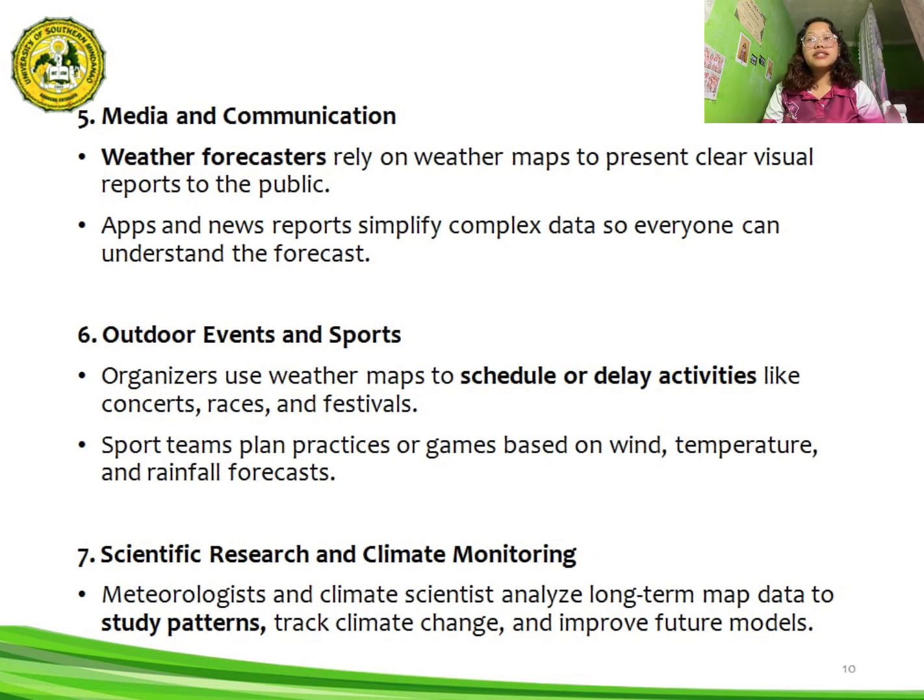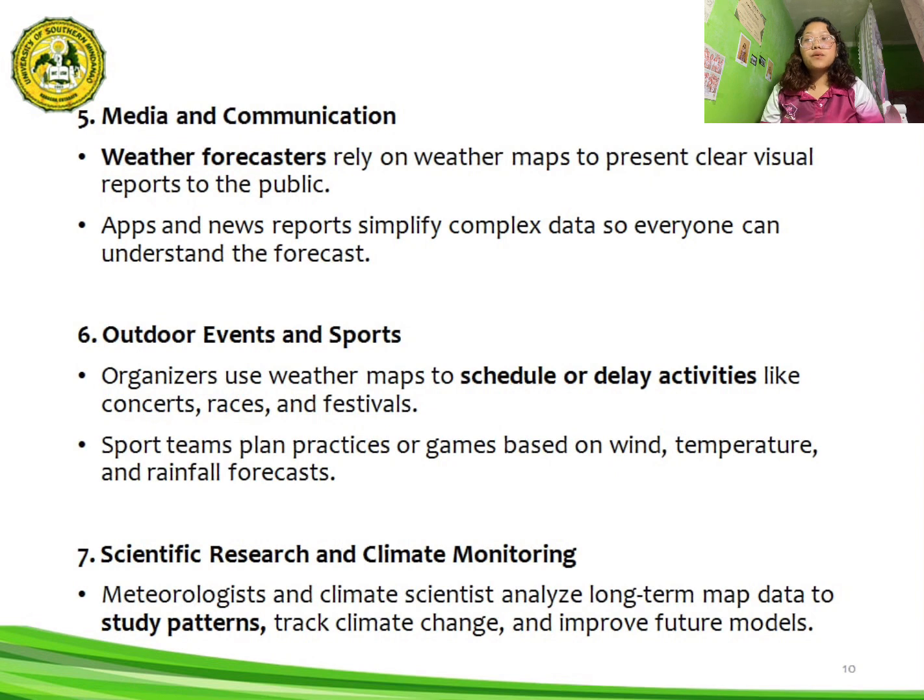So every time you see a weather reporter showing these colorful maps on TV, that's weather map analysis. It makes it so much easier for everyone, especially the young and old, to understand what's going on with our weather. So the sixth one is outdoor events and sports.